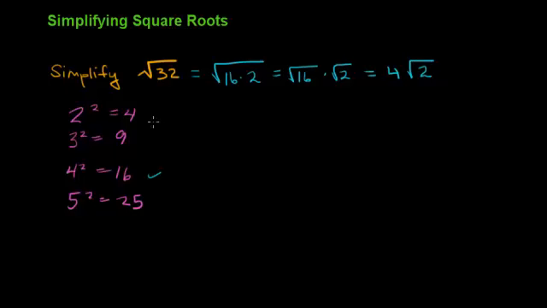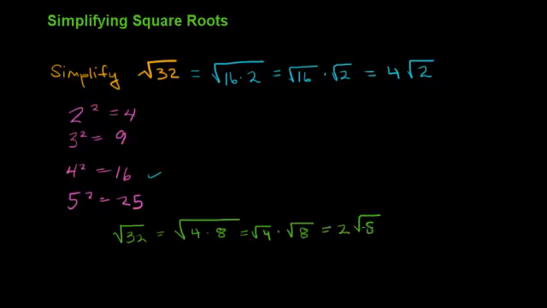Now, what if we had accidentally thought 4 was the largest perfect square factor of 32? Well, let's see what would have happened. We would have started with the square root of 32 and said, oh, well, this is the square root of 4 times 8, or the square root of 4 times the square root of 8, and we would have said, well, that's 2 times the square root of 8, and perhaps then we'd notice, well, wait a minute, 8 has a perfect square factor of 4.